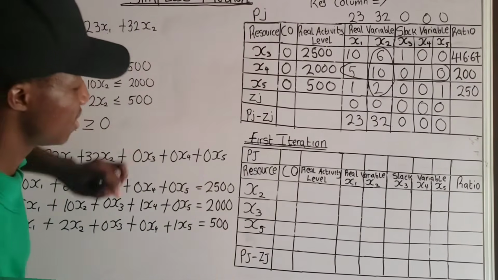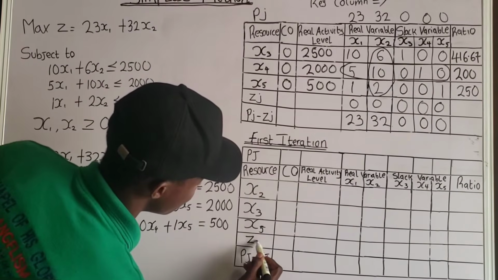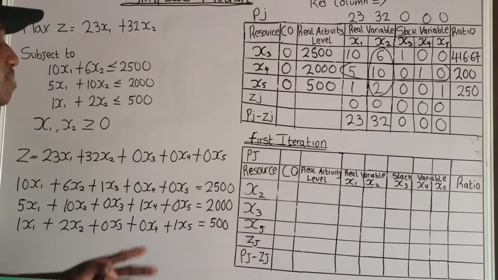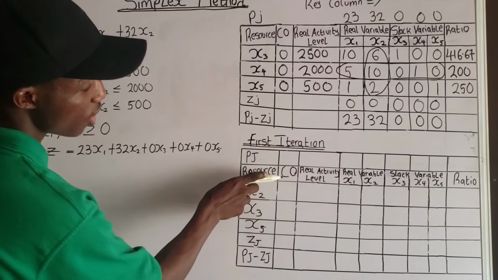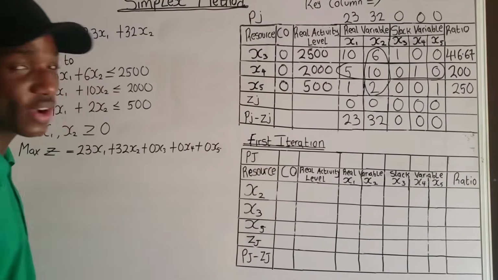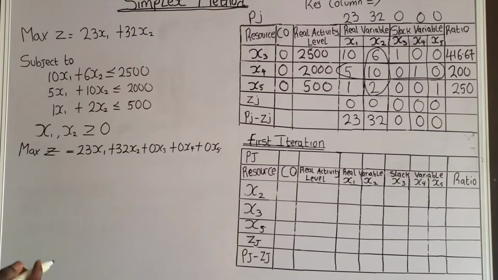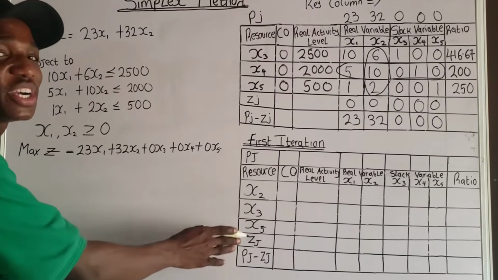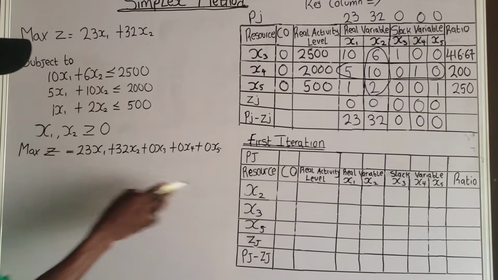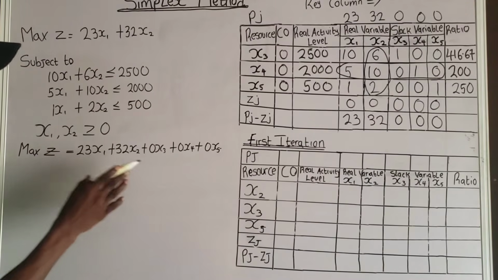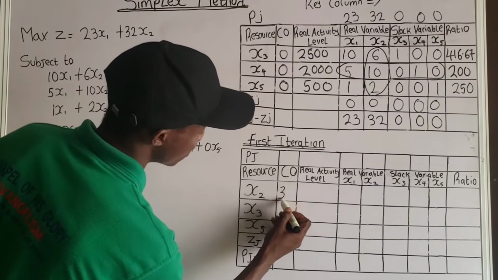Do you understand? Oh, I forgot to put the value of zj. So this one will be zj. Okay, let us start filling the table. Let's start with the column of the CO. Don't forget that I told you that CO is the coefficient of the program variable in the objective function. And the coefficient of x2 in the objective function is 32. So I'm going to have 32 in this place.